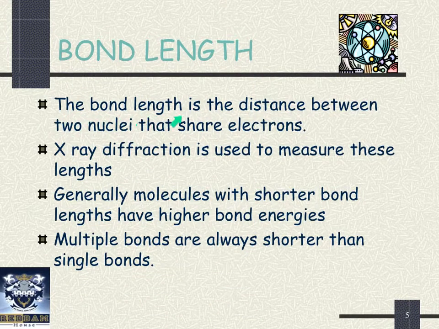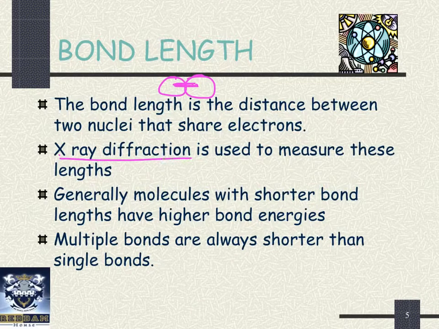Bond length is the distance between two nuclei. So if I were to take two atoms like that, the distance between their middles is called the bond length. We use X-ray diffraction. In other words, we send X-rays through a substance, and the pattern that comes out the other side tells us how long the bond lengths are.